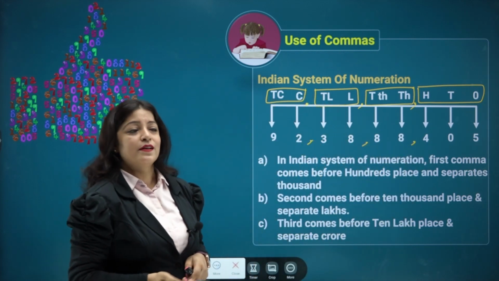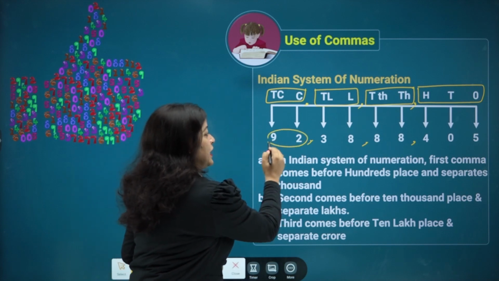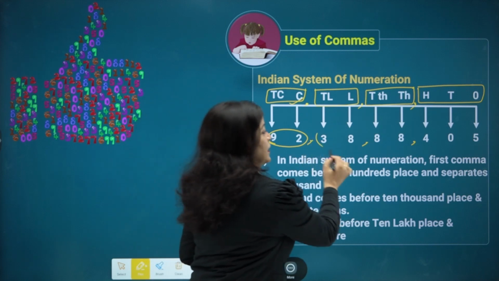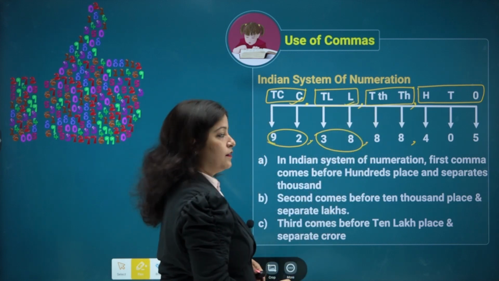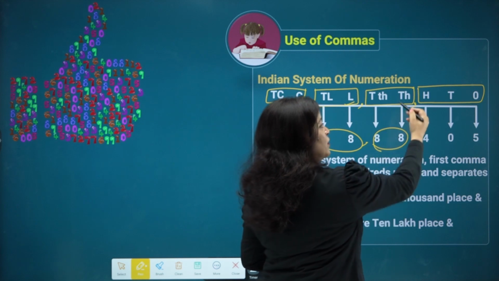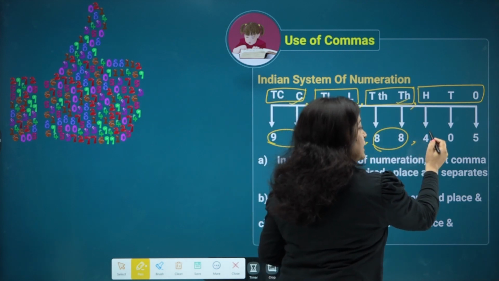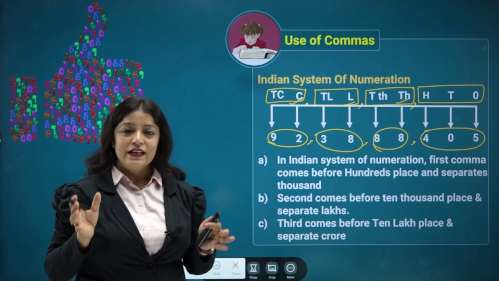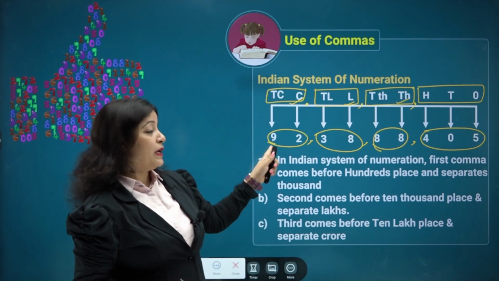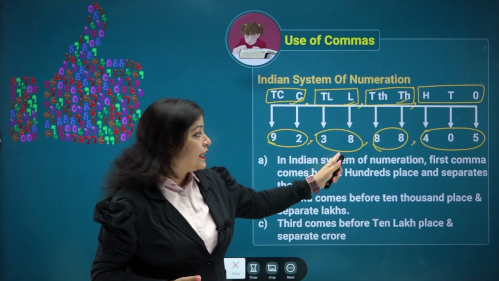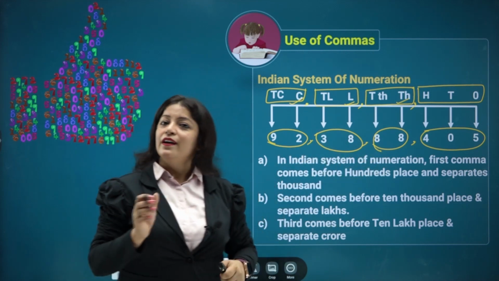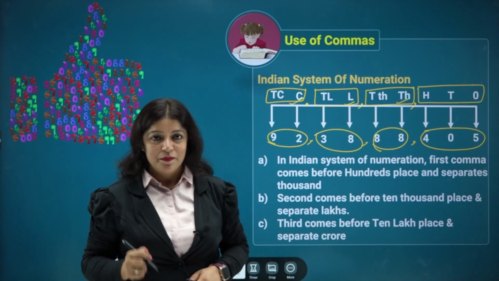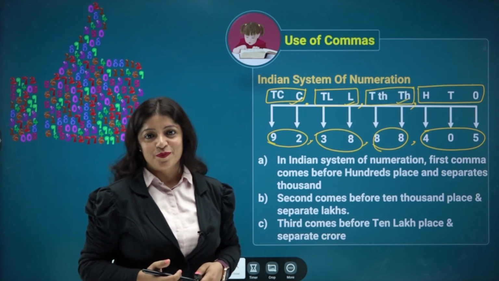Now how to read the number? It's very simple. Read it as 92 crores, 38 lakh, then we have 88,000. Now read it as 405. So the number as a whole, it's easy now to read, right? It becomes 92 crore 38 lakh 88,405. So commas help us to read the number in a proper and easier way.